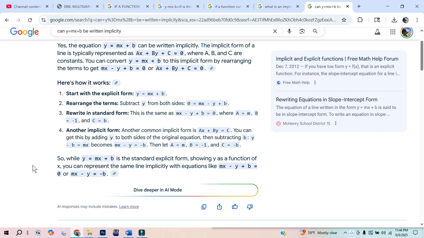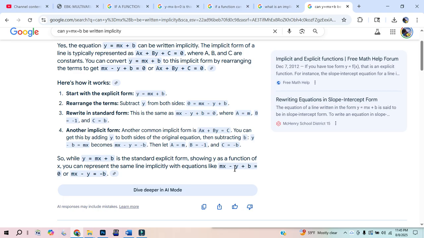So there you go. mx minus y plus b is equal to 0. While y equals mx plus b is the standard explicit form, showing y as a function of x, you can represent the same line implicitly with equations like mx minus y plus b is equal to 0, or mx minus y is equal to negative b. And this is kind of the form that we wrote it in.